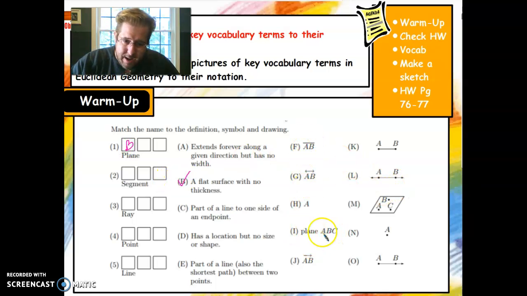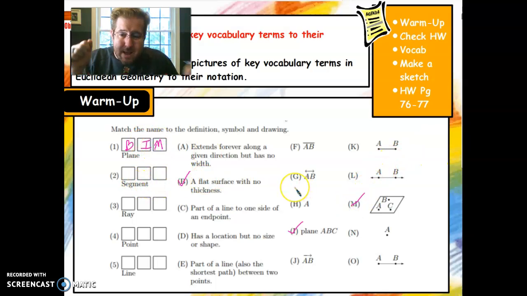We have plane, obviously plane can be written plane ABC, so that would be choice I. And this is what a plane looks like. So we use what looks like a parallelogram diagram, but technically planes go in all directions infinitely on a two-dimensional surface, not three-dimensional. So like a piece of paper that extends in all directions everywhere. So that would be choice M.